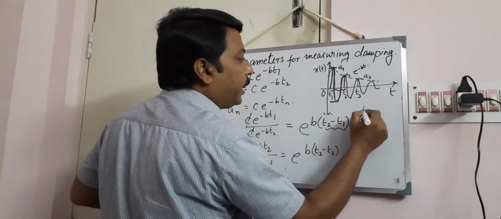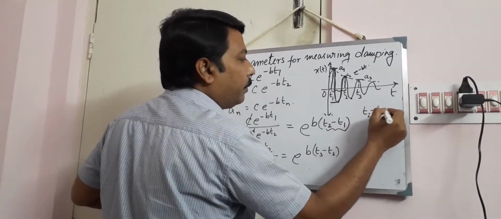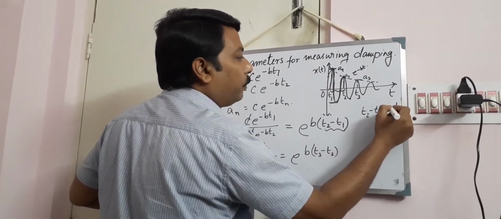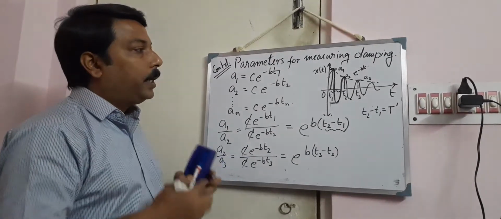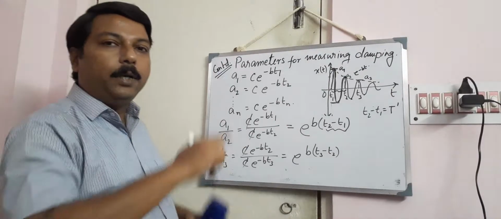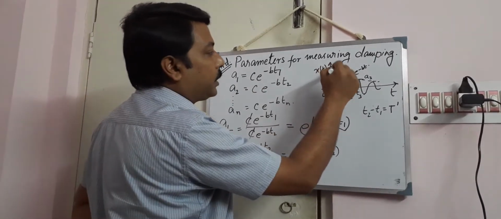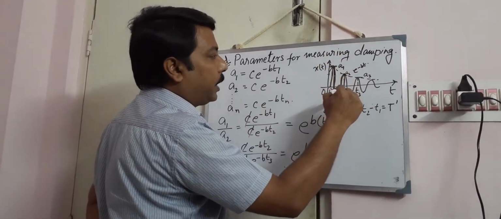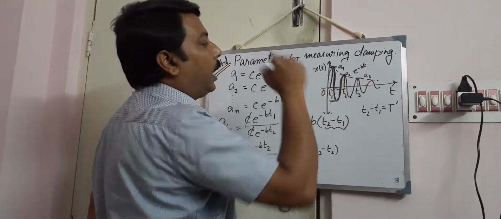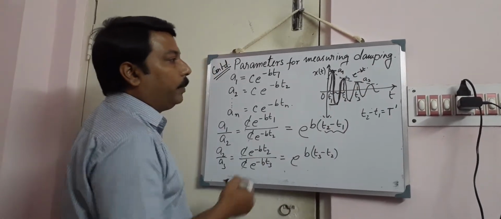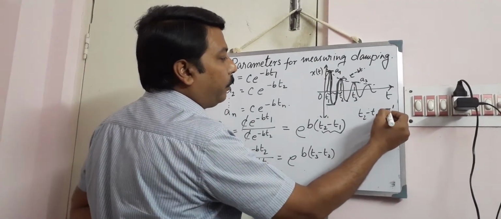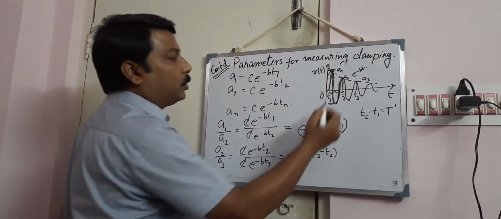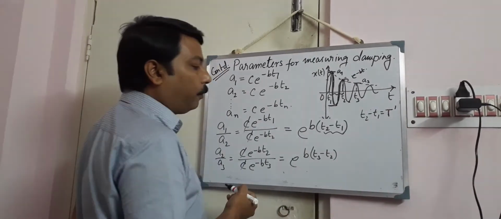So this t2 minus t1 is nothing but the time period of the oscillator, because remember that the time period is the time required for one complete oscillation. If the particle starts from this amplitude, goes to the other side and comes back to the amplitude on the same side of the equilibrium, that is one complete oscillation of the system, and that time required is what you call the time period. So t2 minus t1 is the time period of oscillation.